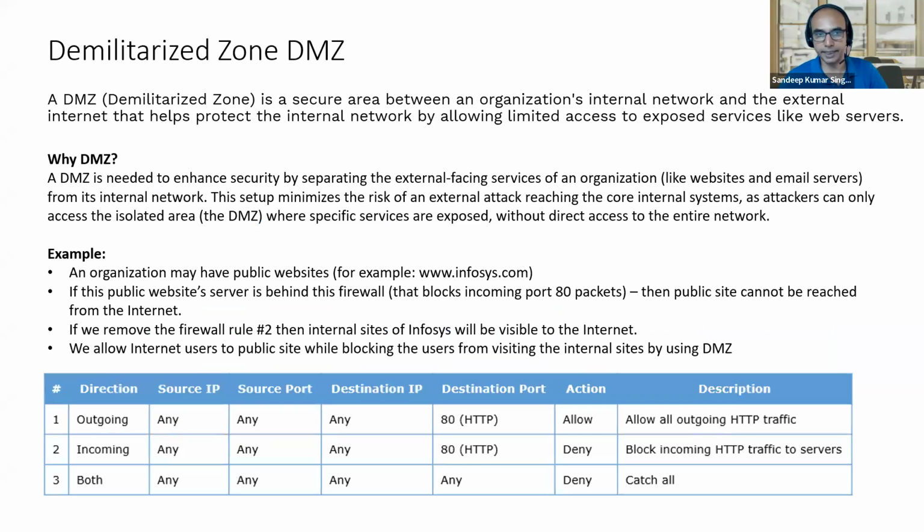Now, what is a DMZ? So let's understand what a DMZ is. We understood what a firewall is. A firewall is a device that will be sitting between the trusted zone and the untrusted zone to control the traffic and to keep the trusted zone protected from any attack that comes from the untrusted zone. What is a DMZ? A DMZ is a secure area between an organization's internal network and the external internet that helps protect the internal network by allowing limited access to exposed services like web servers.